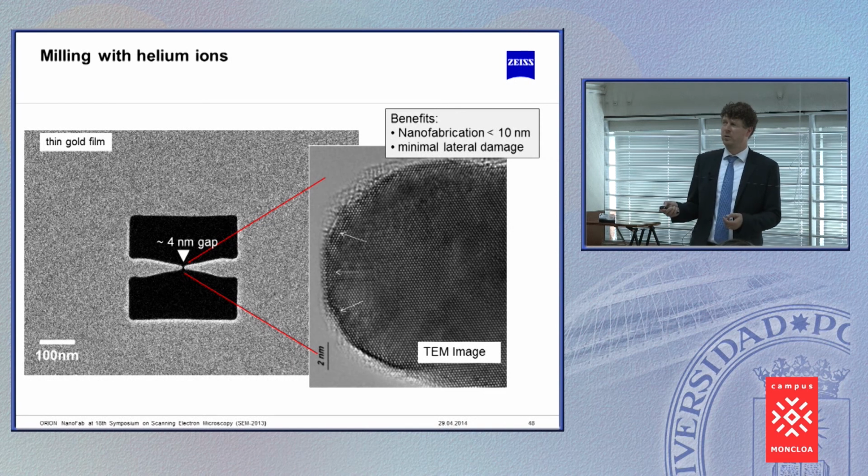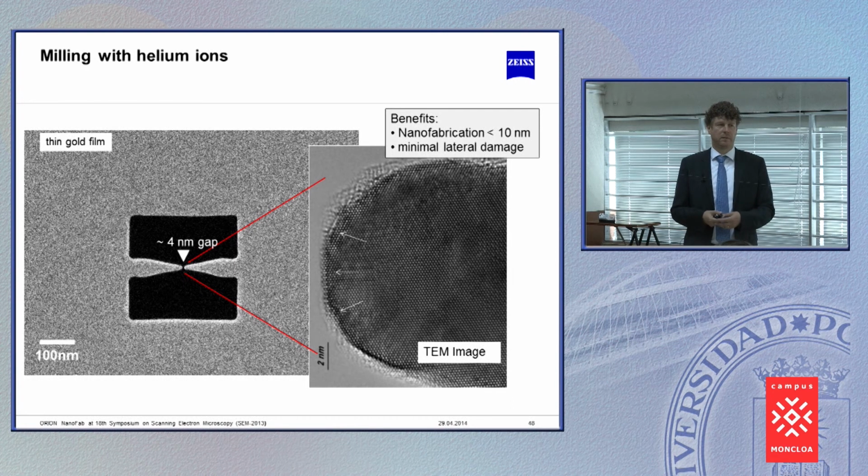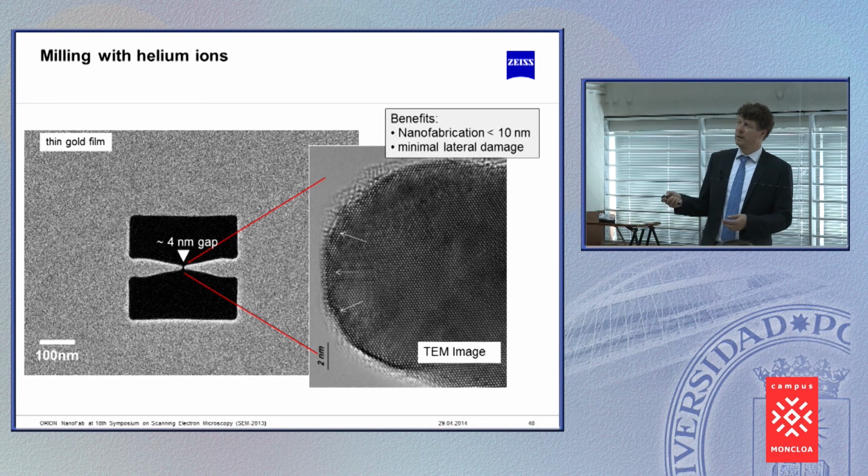So this is a thin gold film. It's so thin that we can just put it into the TEM. So it's transparent for electrons inside the TEM. And we make this double antenna, the structure here, with a 4 nanometer gap inside. When you look, this is the tip of one of these antennas. You see there's really minimal lateral damage.